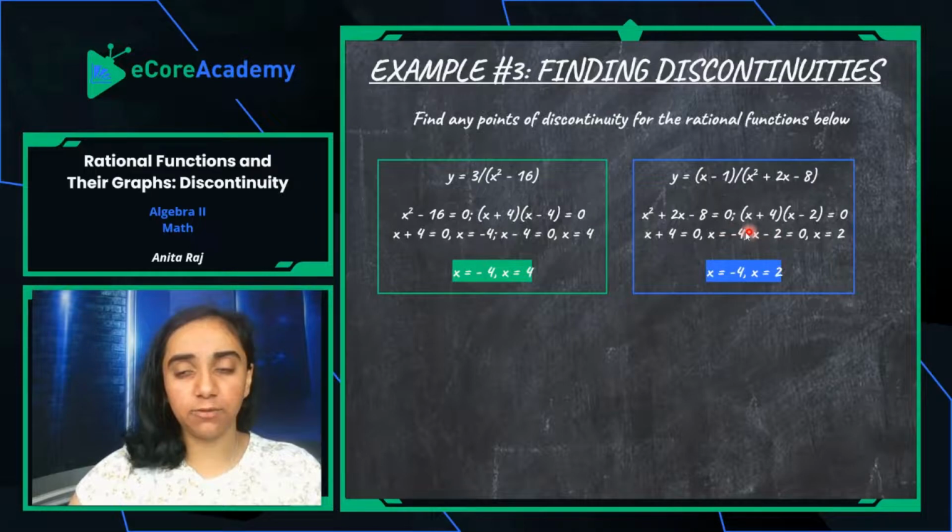And before we do that, I want you to notice that since we factored the denominator to this, you can see that x minus 1 has no common factors with the numerator. x plus 4, x minus 2, and x minus 1 are all different factors. So there are going to be no holes here.